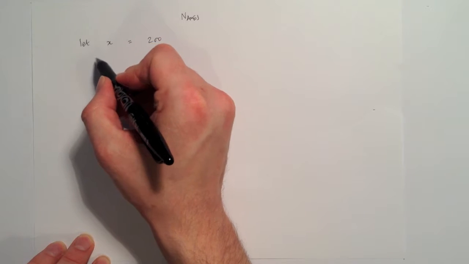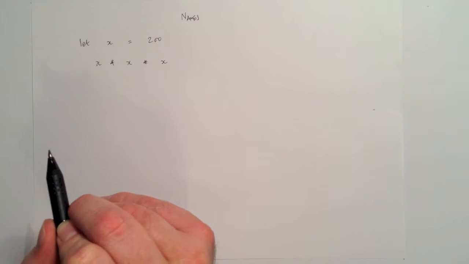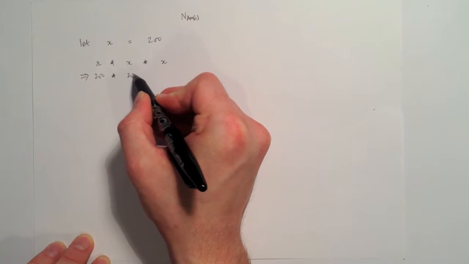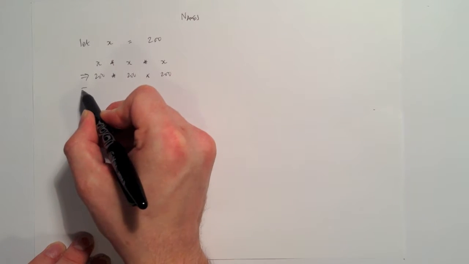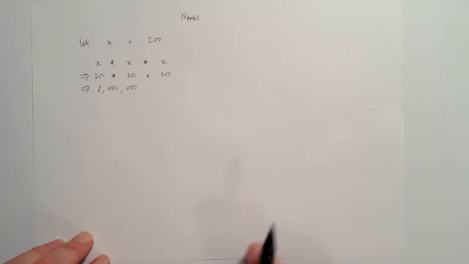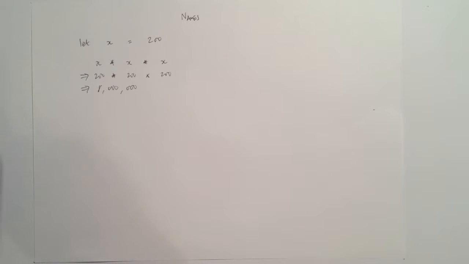So now we can write x times x times x, and that will evaluate to 200 times 200 times 200, which is 8 million. Okay, if we want to do this all in one expression, here we had two expressions. We had let x equals 200, and then we had x times x times x. This is how you might type it in to OCaml when you're using the interactive OCaml.